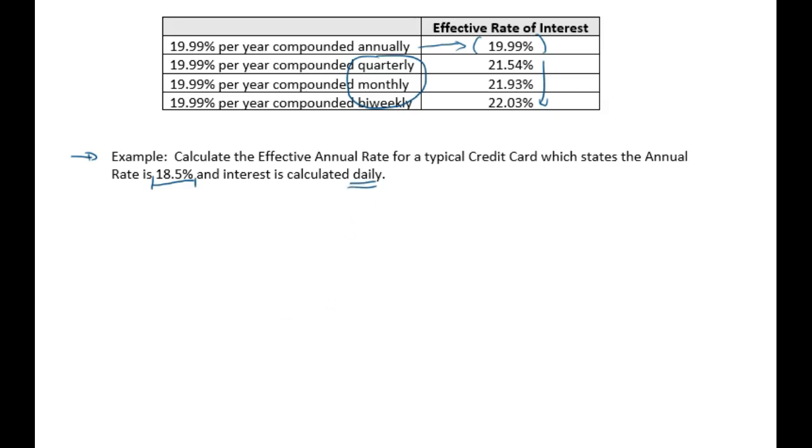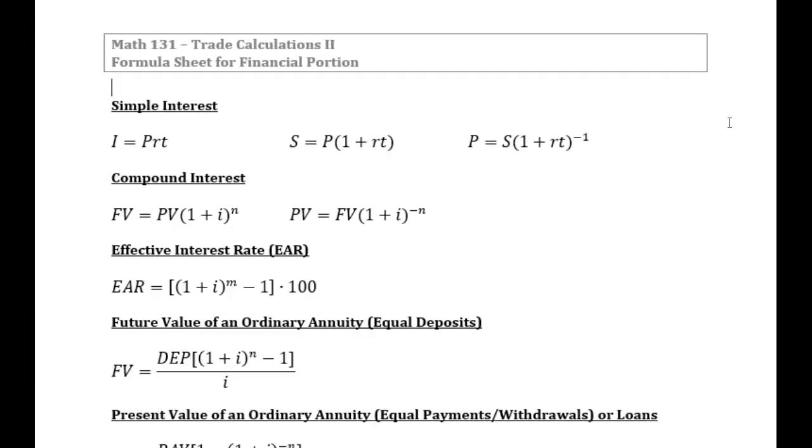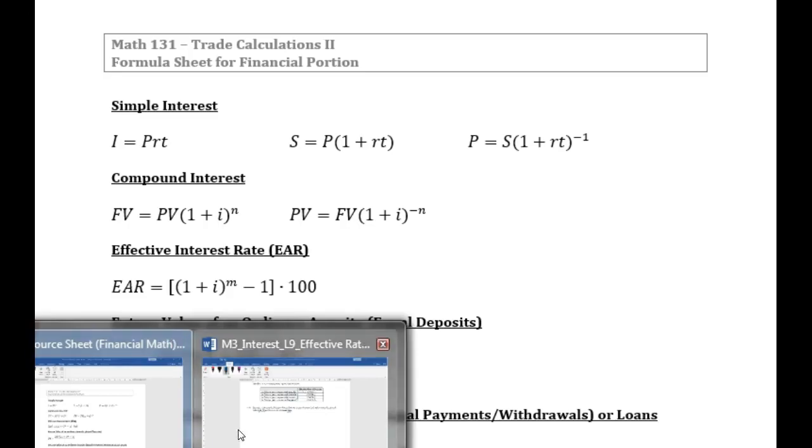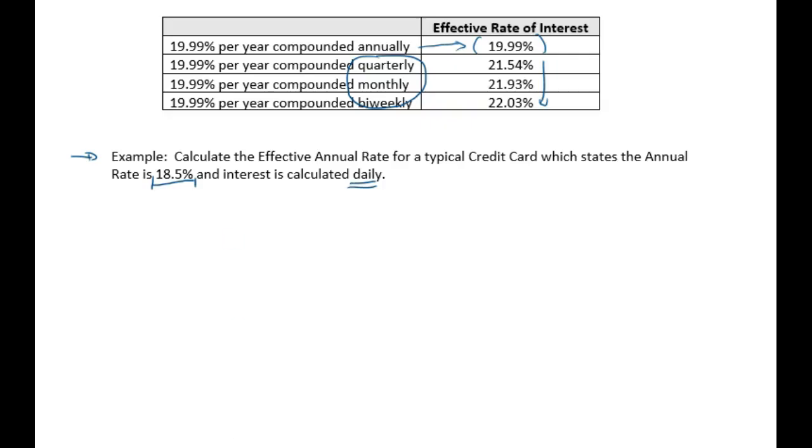So we can go to our resource sheet and find the formula. So effective rate of interest is the following. Remember, there's two embedded brackets, so this one's extremely important to watch your order of operations. So we have EAR is equal to big bracket and smaller bracket 1 plus our i value to the exponent m, minus 1. All of that is multiplied by 100 to get it into percentage form.